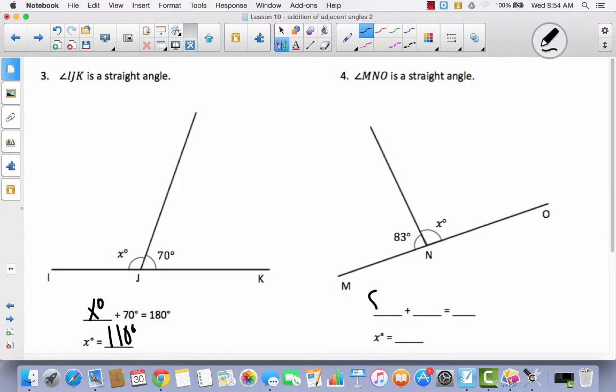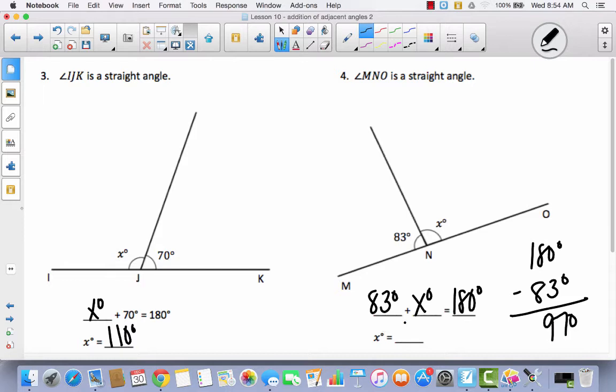Okay, hopefully you said 83 degrees plus x degrees equals 180 degrees. So if I took 180 degrees and I subtracted 83 degrees, I could do all the regrouping, but I know that 180 minus 80 is 100, and I'm going to subtract 3 more, so that would be 97 degrees. So x equals 97 degrees.